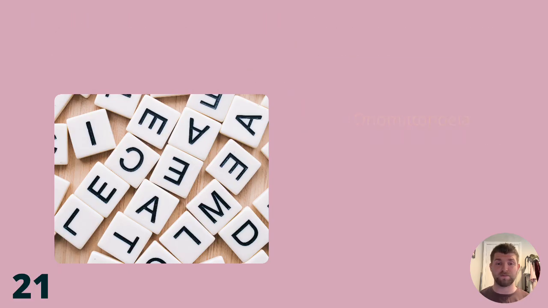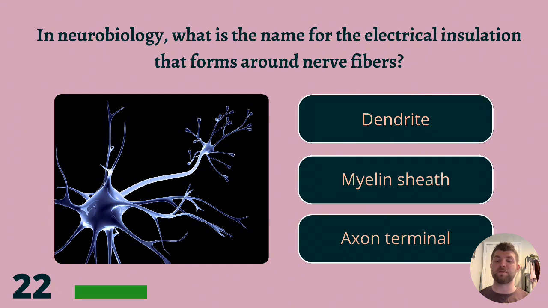Question 22. In neurobiology, what is the name for the electrical insulation that forms around nerve fibres? Dendrite, myelin sheath, or axon terminal?